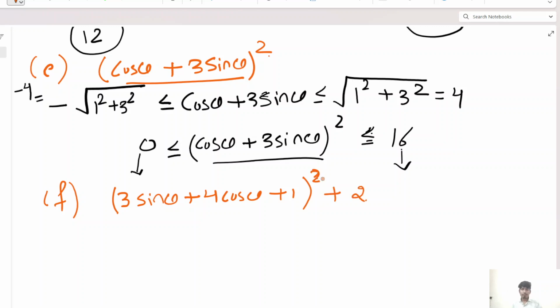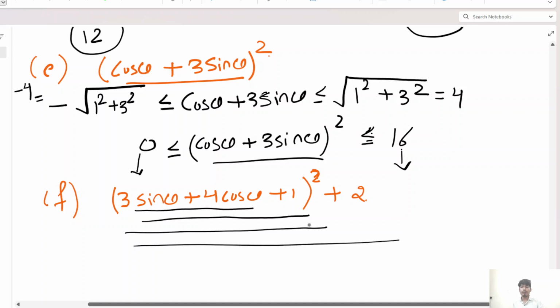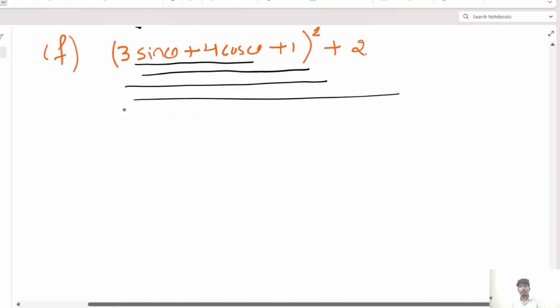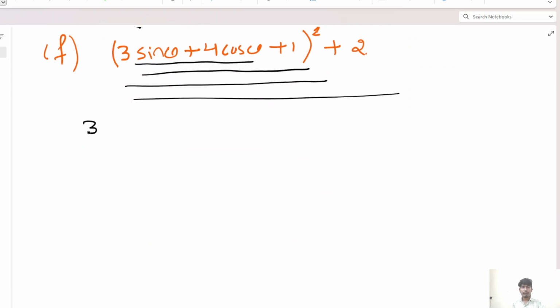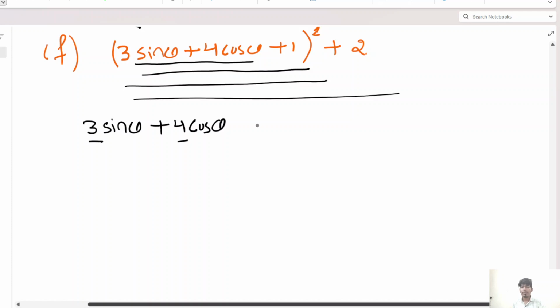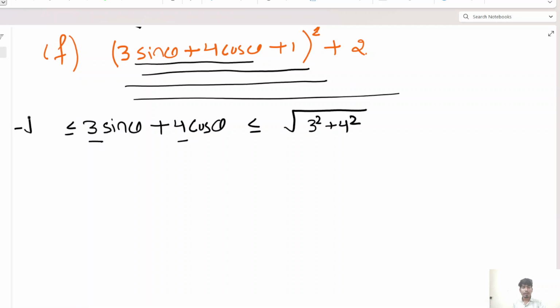Then what do we do? We solve first this part, then this, then the square, and then the whole. Okay, so let's start. 3 sin theta plus 4 cos theta. Then what are a and b? Tell me the values of a and b. A is 3 and b is 4. Then this is less than or equal to under the root of 3 square plus 4 square, and greater than or equal to minus under the root of 3 square plus 4 square. So this is 5 and this is minus 5.